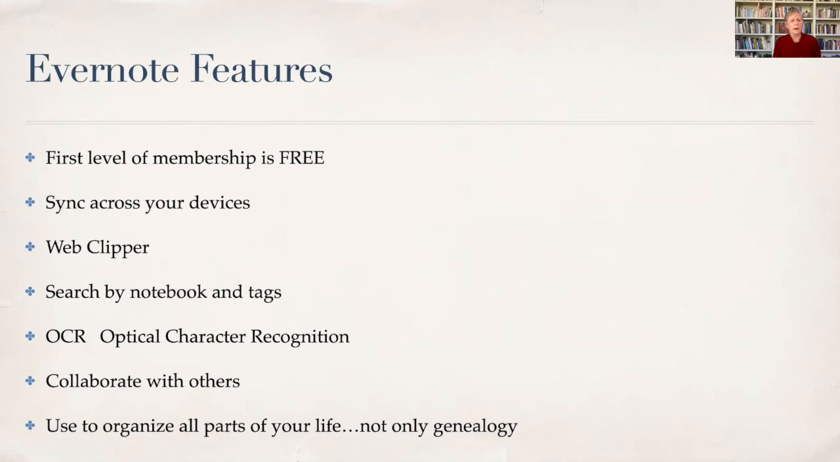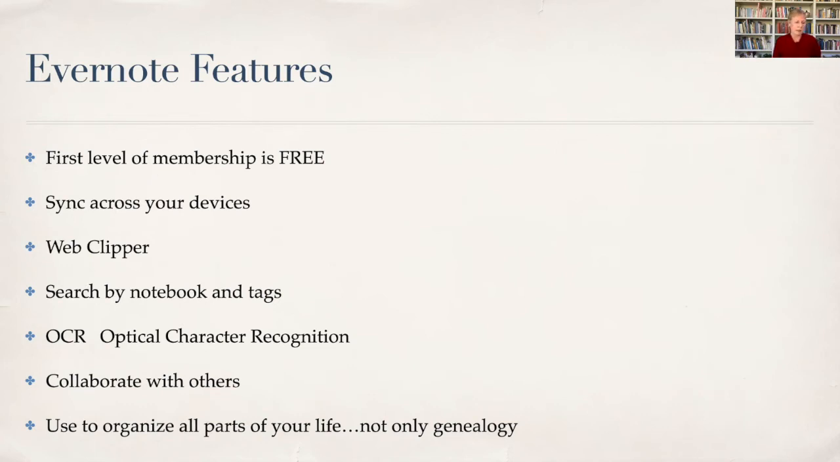You can search by the notebook or the tags. Like, for example, say I find something about one of my ancestors. I can tag it with his name. So when I'm doing research on him again, I can pull up all these things that I found and put them in my software or put them on my online family tree. So it's just a way of being on top of your organization.